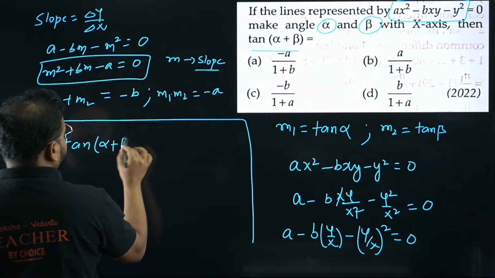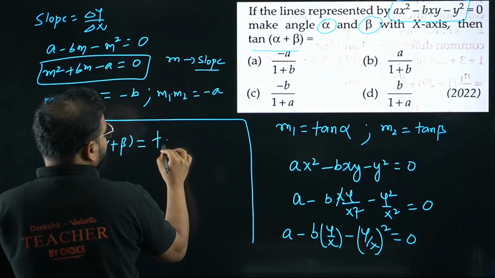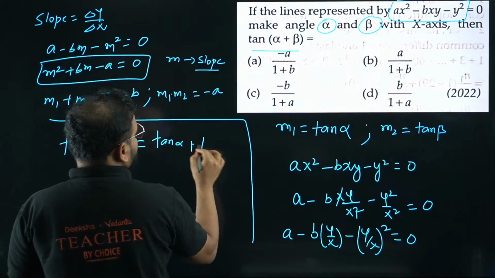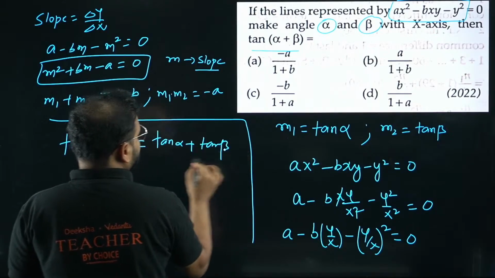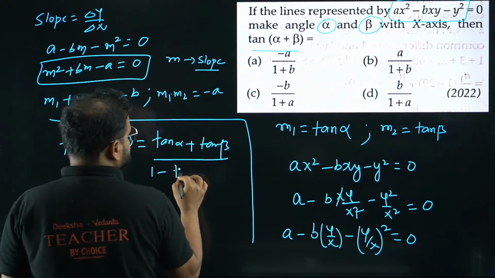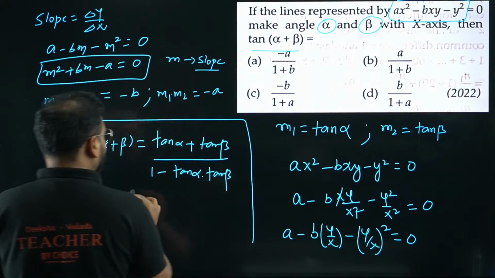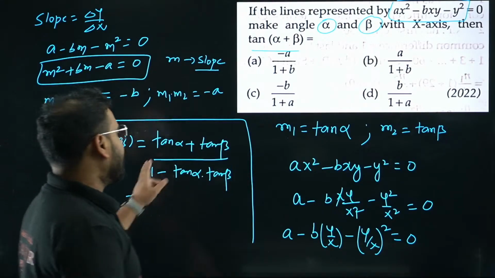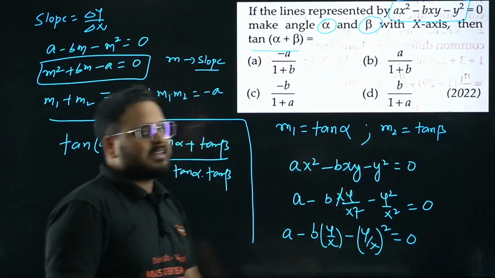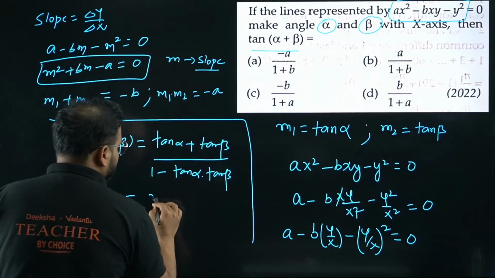Look, this will become tan alpha plus tan beta divided by 1 minus tan alpha tan beta. Of course, all of you know this particular formula. We have the values of tan alpha as m1 and tan beta as m2. I'm going to substitute back the m1, m2 form.